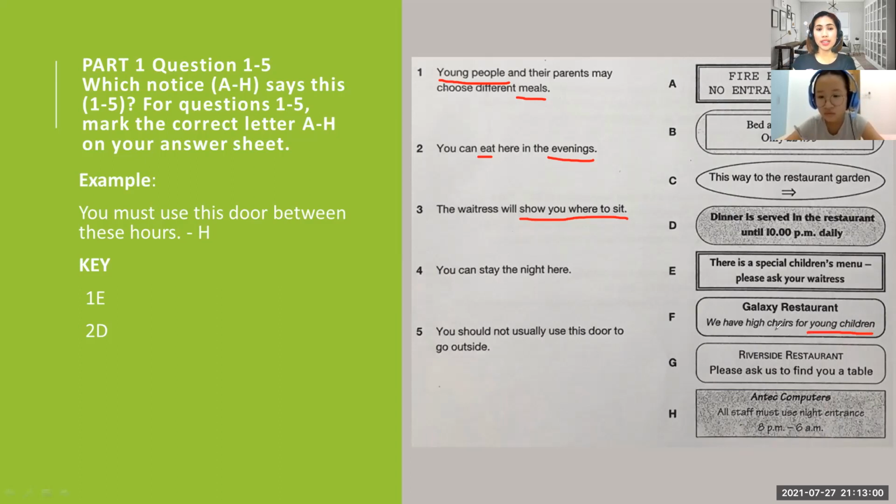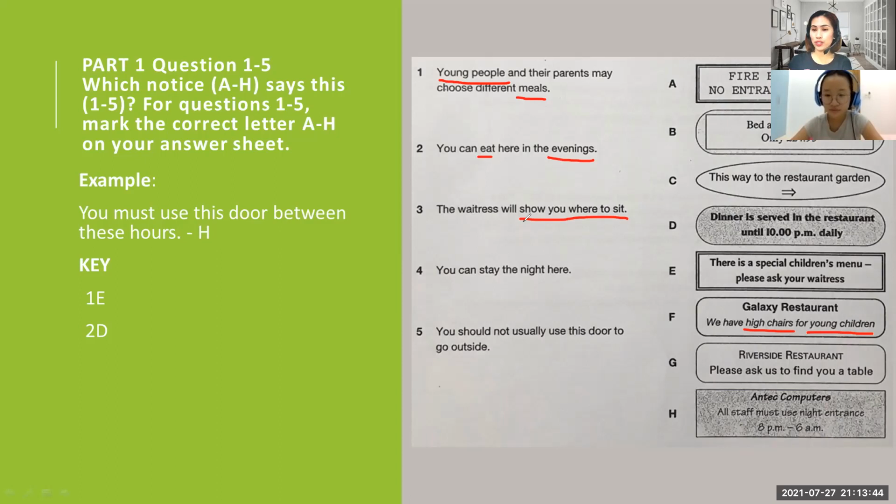High chair. So if you are not a child, it's not about you. It's about high chairs for young children. So maybe you should pick another one. So it says, show you where to sit. Does that mean you already have a seat or not? Do you already have? No. So you still need to find a place to sit.